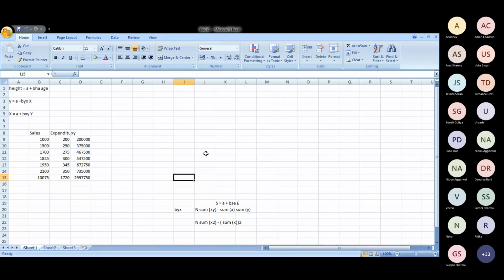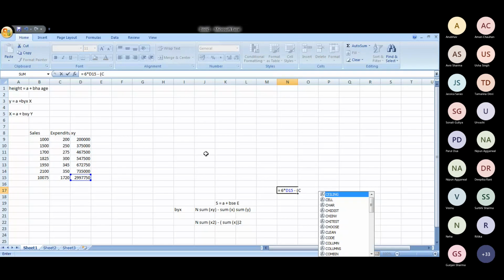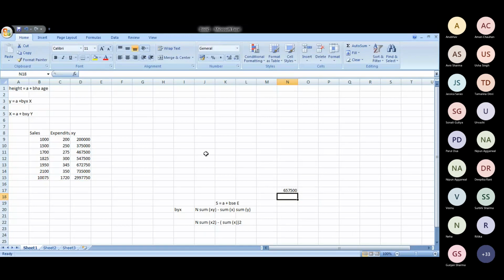So we have to apply the formula. The numerator becomes 6 multiplied by summation of xy, which will be D15. So this is n into summation xy minus summation x into summation y. Summation x will be C15, multiplied by summation of y, which is B15. So this becomes your numerator.